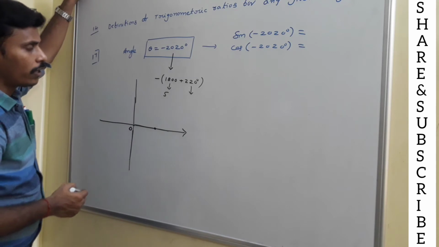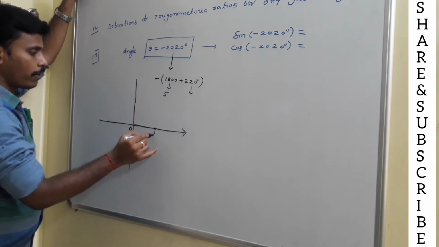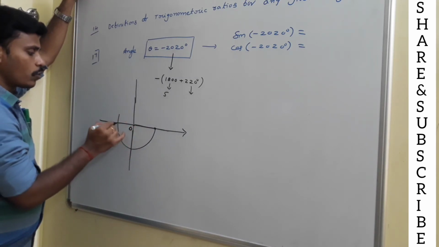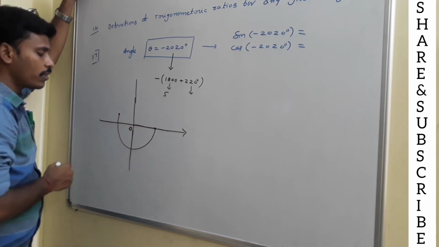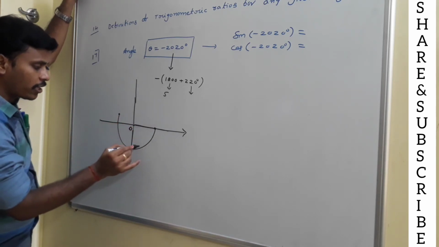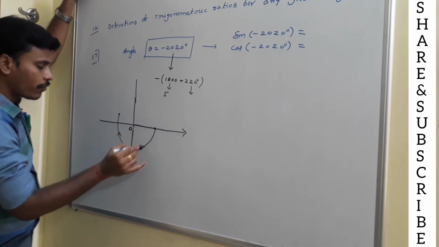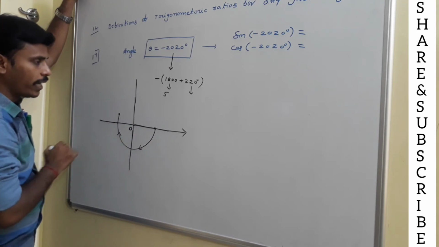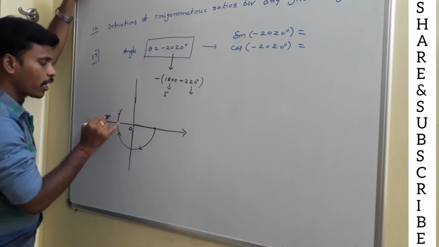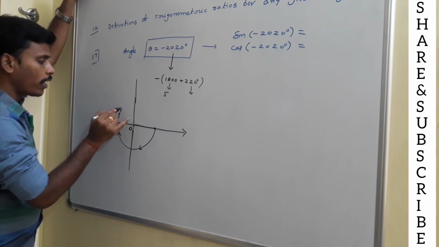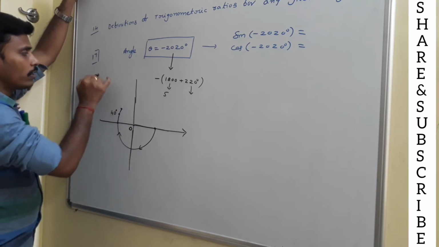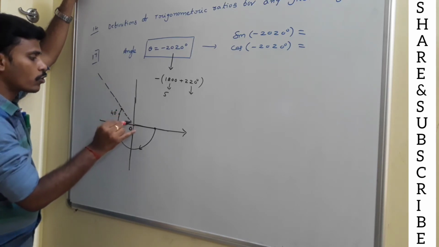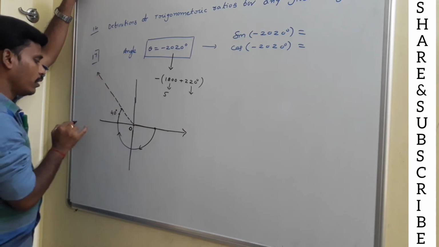No, this is 220, right? But we don't know the exact angle. This is 180 degrees, and in this direction we are moving up to this. This is 180 degrees, and how much more angle do you need to move? You need to move 40 more degrees, right? And now this terminal ray corresponds to an angle of 2020 degrees.